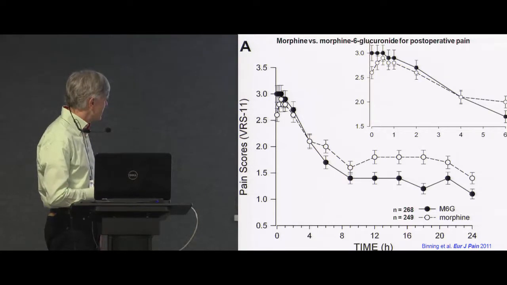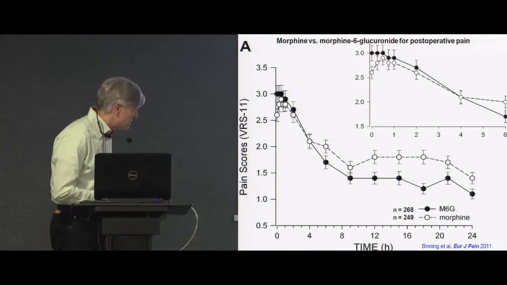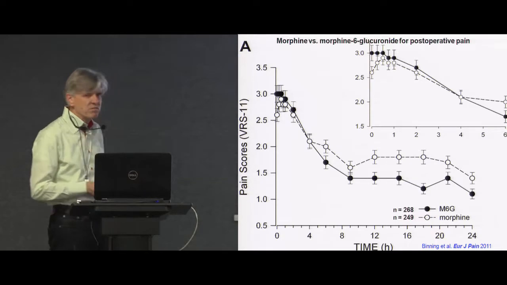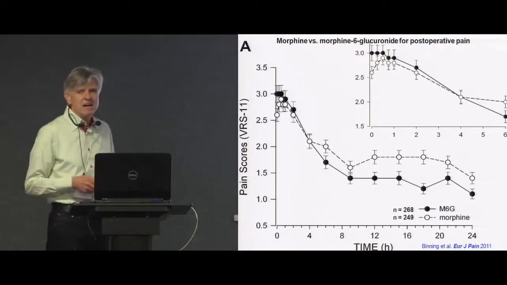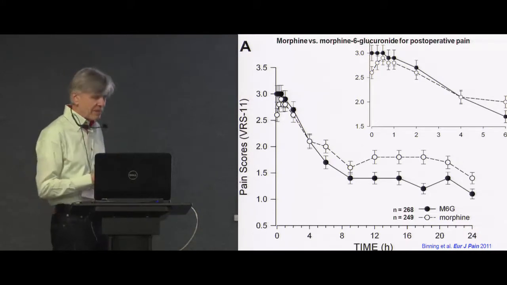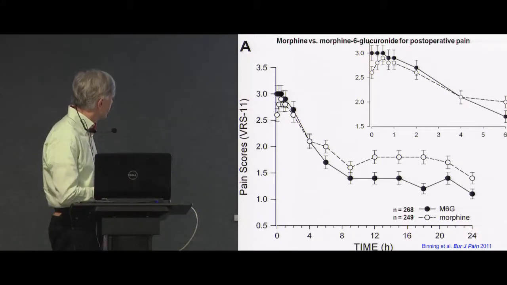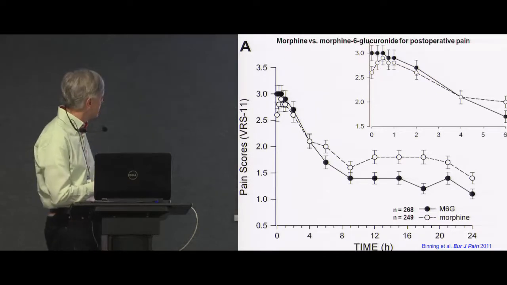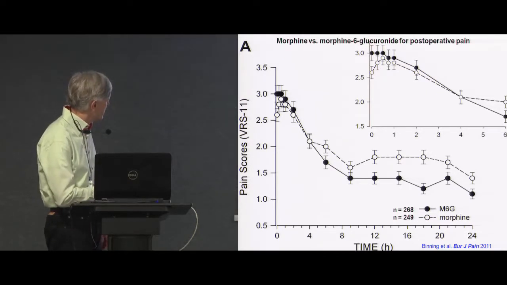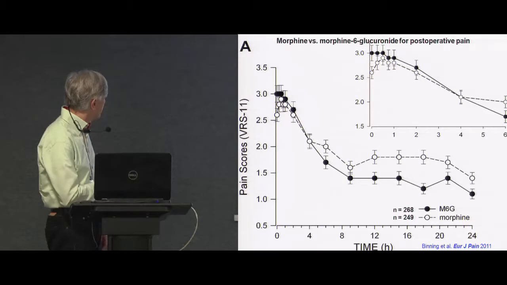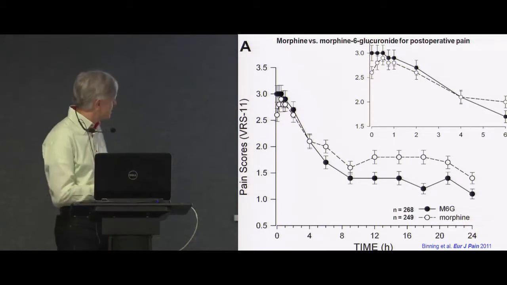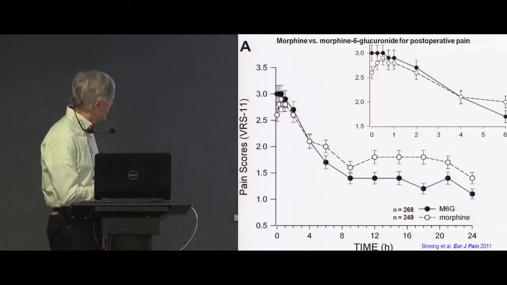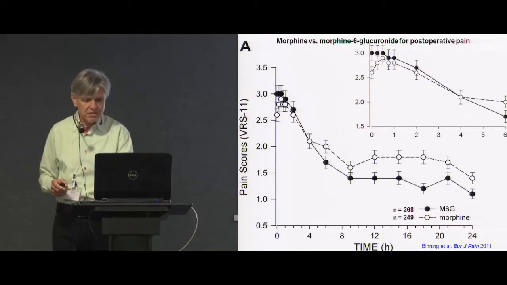And here's another meta-analysis that was published in 2011. There's a total of over 500 patients undergoing visceral abdominal surgery, mostly gynecological surgery. And again, these patients received morphine or morphine 6-glucuronide intravenously, and you can see both drugs work very well. When you look at the visual analog scale, there's no difference between the two drugs in the pain relief.